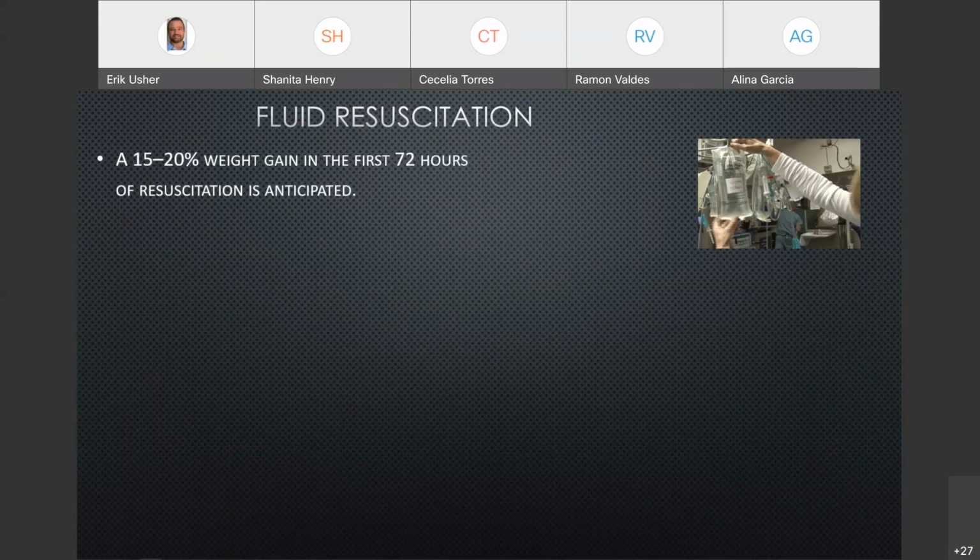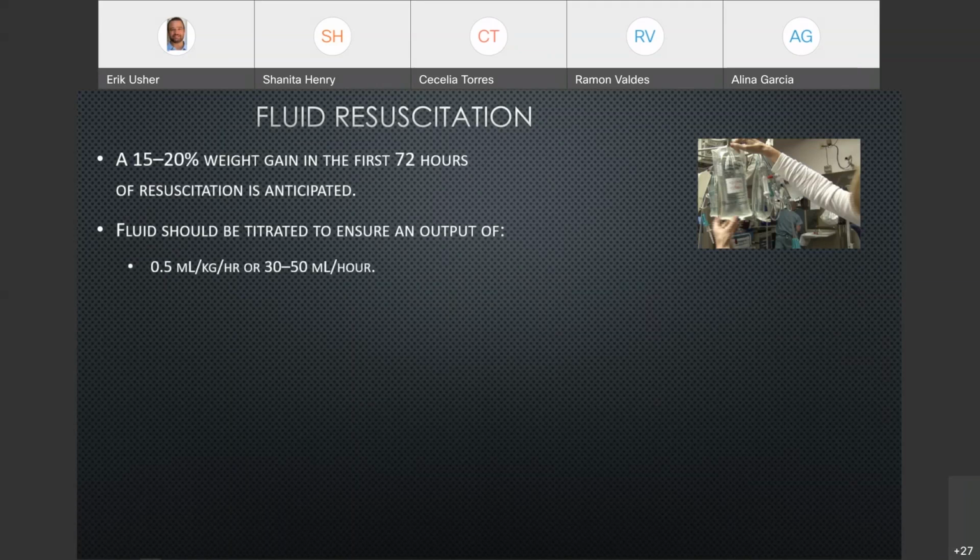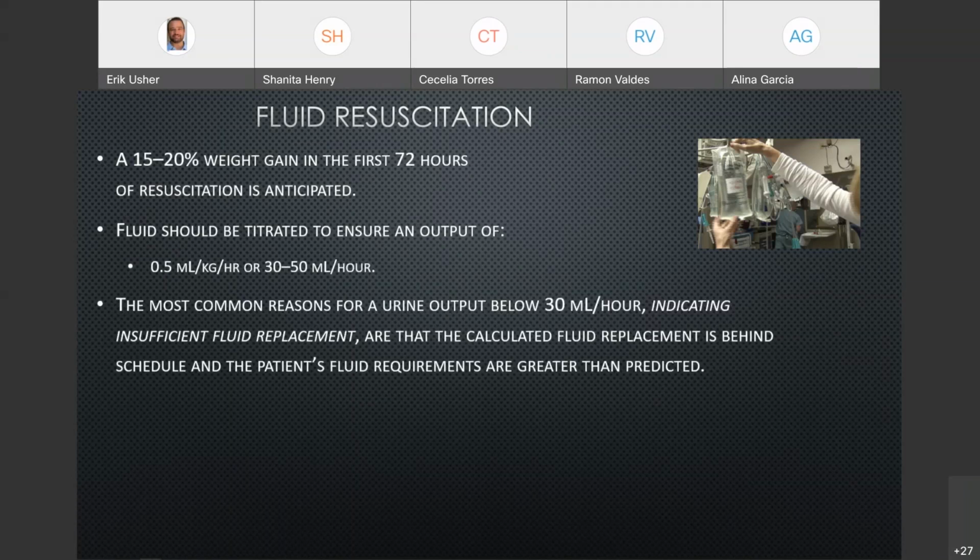We expect these patients to get about a 15 to 20% weight gain in the first 72 hours. It's anticipated. Fluid should be titrated to ensure an output of about 30 to 50 an hour, 0.5 per kilogram per hour for those patients. The most common reason for a urine output below 30 is insufficient fluid replacement.